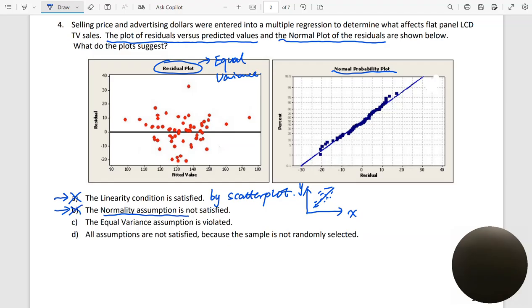So then number C, the equivariance assumption is violated, right? So we say, okay, we use the residual plot to check the equivariance assumption. We expect the residuals to be equally distributed around the 0 line. So what about this one? It is quite a clear cone shape. Right, so that means the equivariance assumption is not good, right? So that means C is correct.